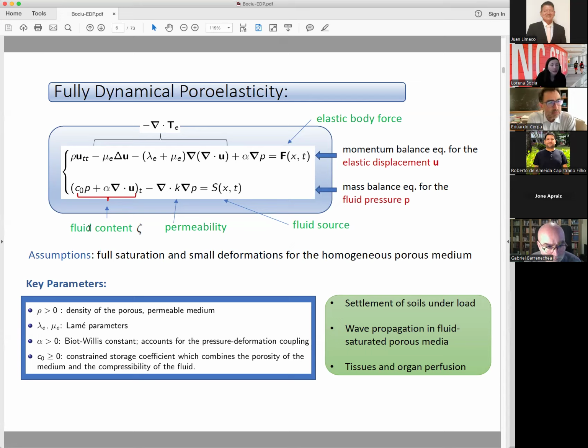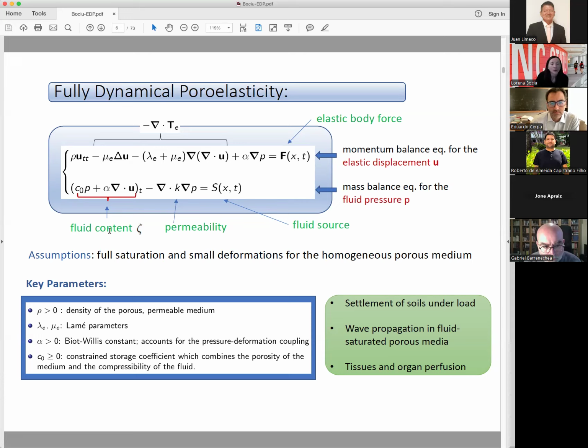And C naught is the constraint storage coefficient, which combines the porosity of the medium and the compressibility of the fluid. Of course, we have sources. So on the right-hand side, F in the first equation is the elastic body source. S in the second one is the fluid source.